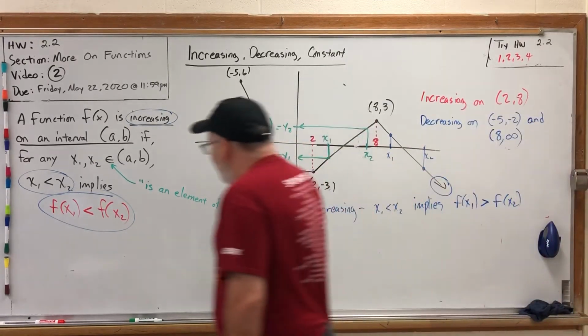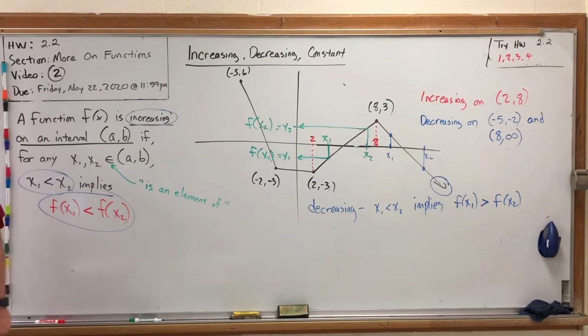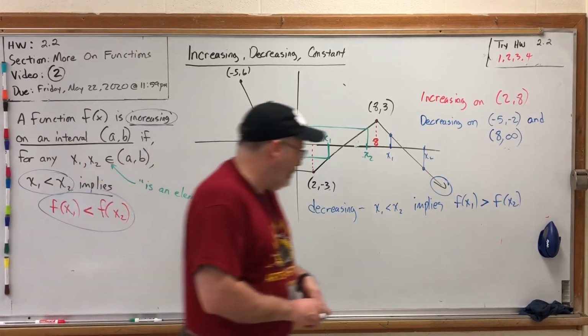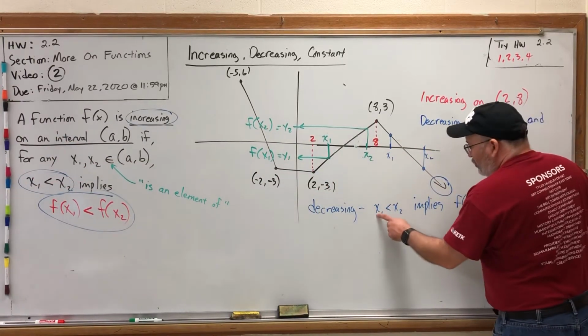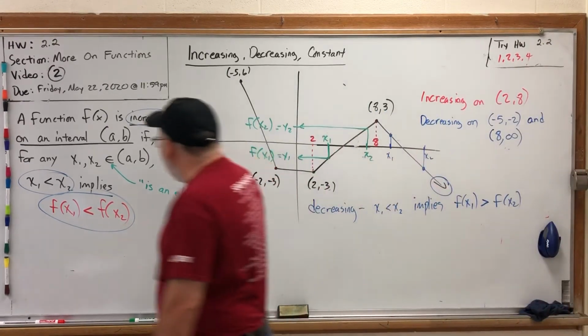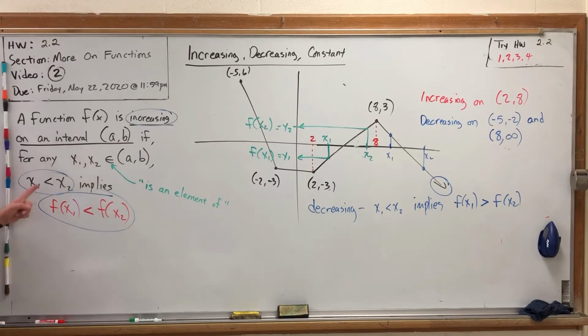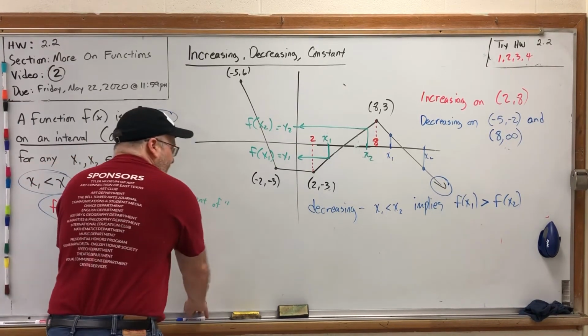So it's almost the same as the increasing definition, except the reverse, which kind of makes sense because we're talking about decreasing instead of increasing. So again, a function is decreasing on an interval if a smaller x produces a larger y. A function is increasing on an interval if a smaller x produces a smaller y. And I bet you can figure out how to define constant.